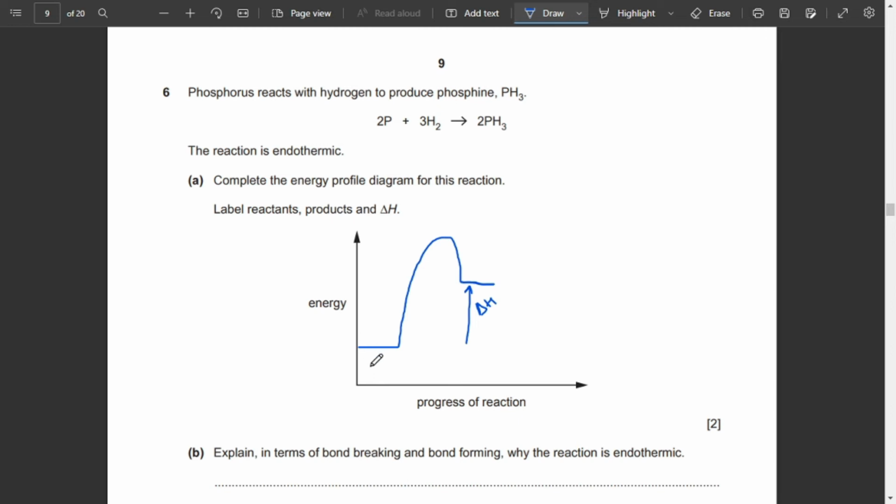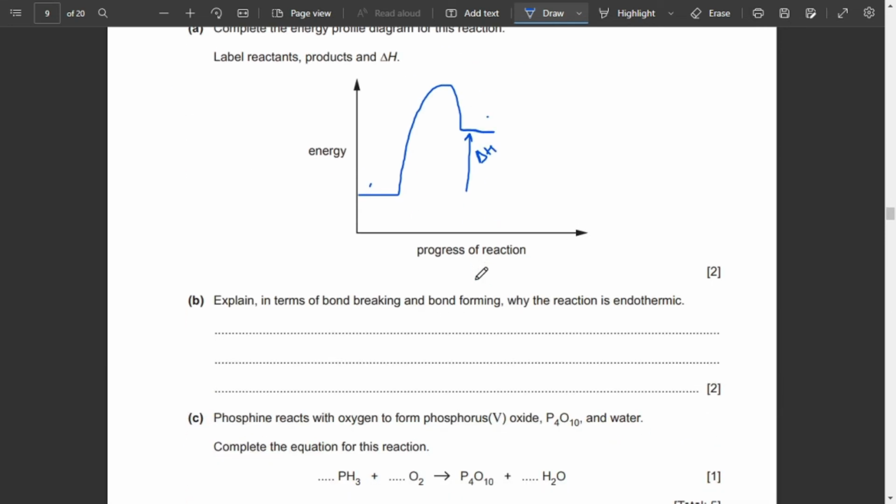Make sure to label it. I haven't labeled it, but that doesn't mean you guys won't label it. It's very important to label it, since it's asking for a complete energy profile diagram. So you need to write reactant over here, and product over here. The energy of reactant is way lower than product. Since it's endothermic, it is going to absorb energy, and the enthalpy change will be between reactant and product. Pretty simple question, and I'm sure you guys have already practiced this several times, so it will be on your fingertips.